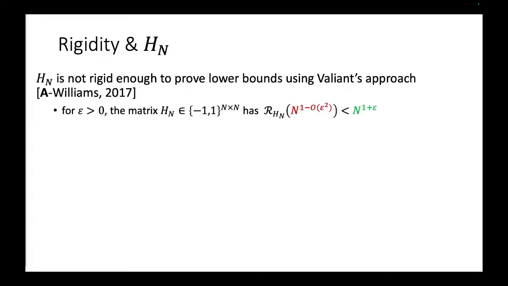So it would have had to have been that when you change this many entries, you can't get its rank below n over log n. But we showed you actually can get its rank even further below that. So this is unfortunately not a great way to prove circuit lower bounds for the Walsh-Hadamard transform in particular.